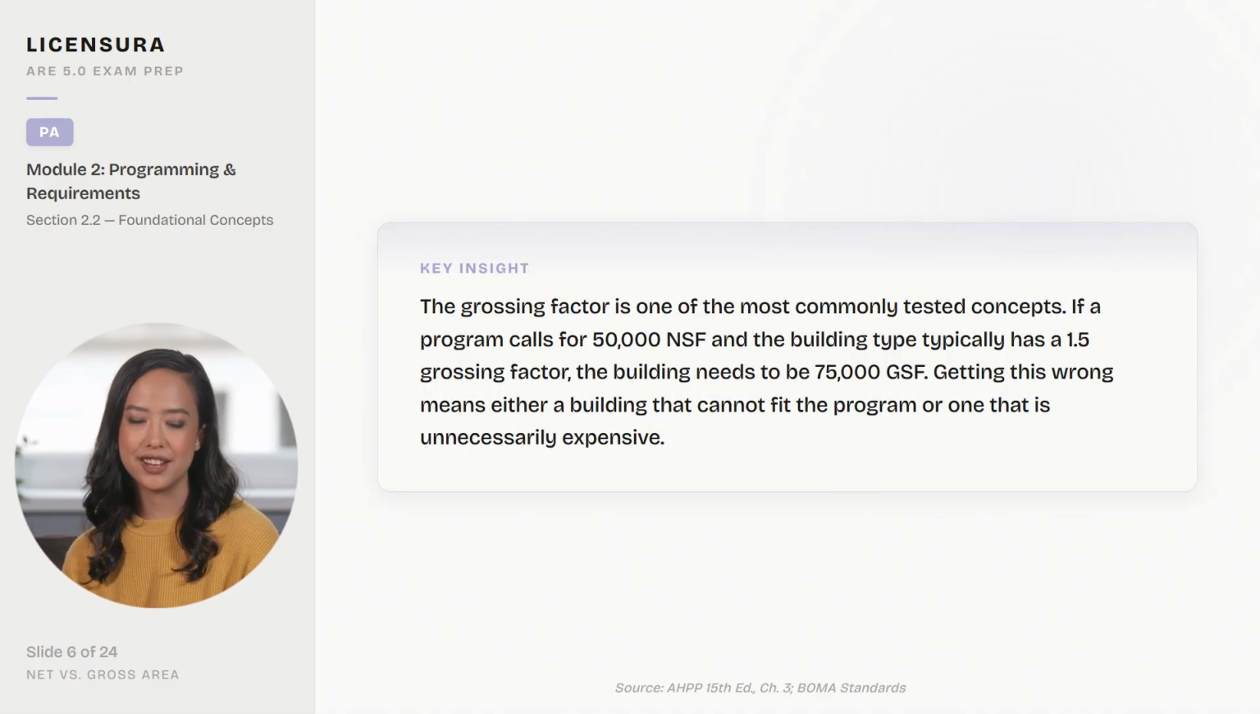Here's the key insight. The grossing factor is one of the most commonly tested concepts. If a program calls for 50,000 NSF and the building type typically has a 1.5 grossing factor, the building needs to be 75,000 GSF. Getting this wrong means either a building that cannot fit the program or one that is unnecessarily expensive.